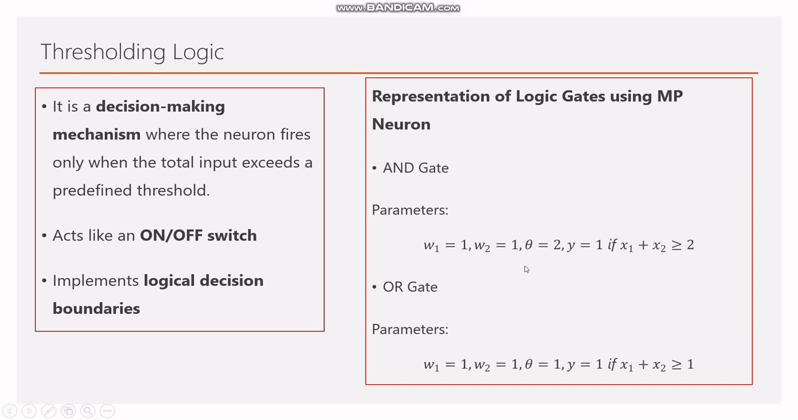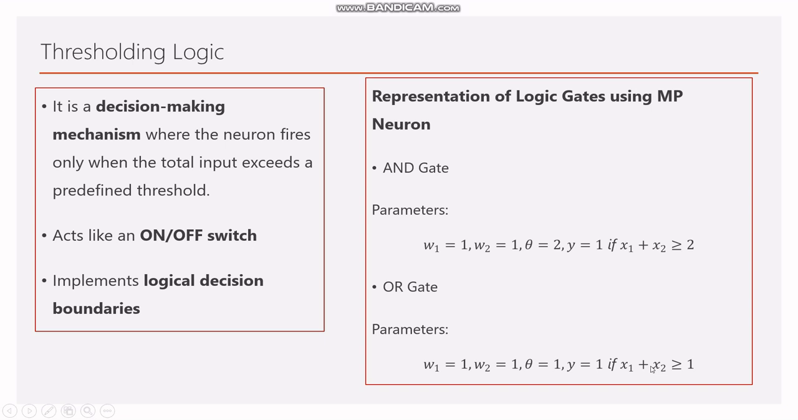Similarly, for the OR gate, W1 is 1 and W2 is also 1. But in the OR gate, either input can be 1, right? Either x1 or x2 being 1 will produce the output. So the minimum condition is y equal to 1 if x1 plus x2 is greater than or equal to 1. That is, if any one is equal to 1, the output will be 1.